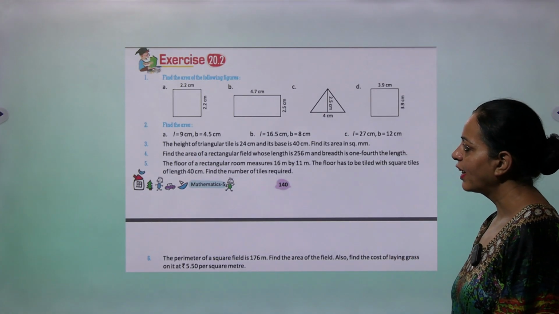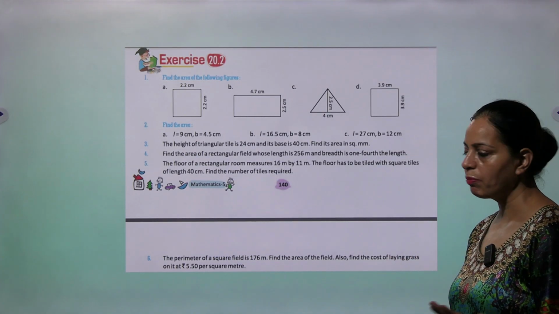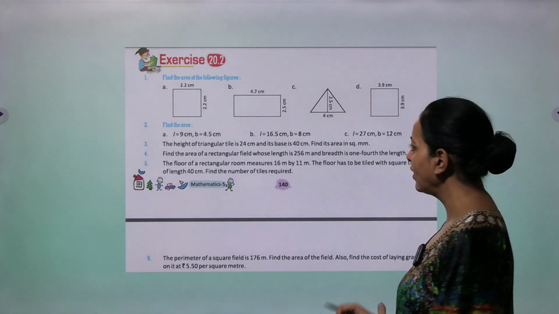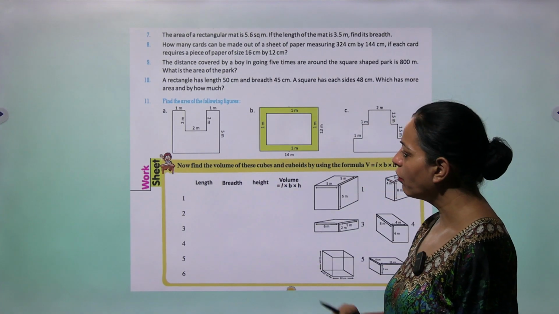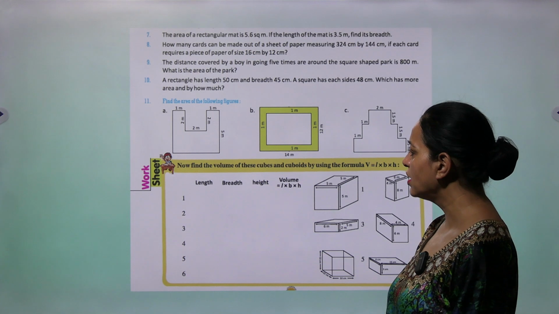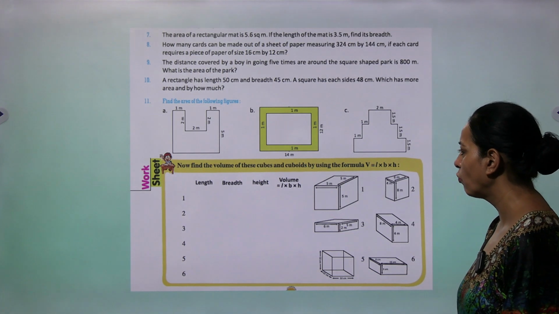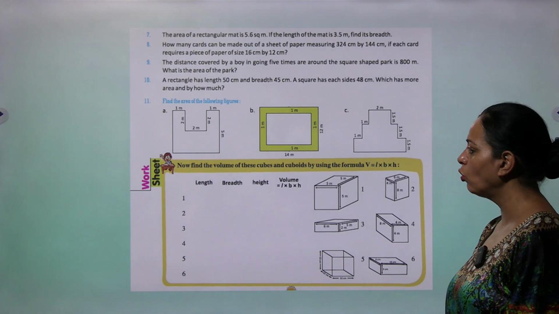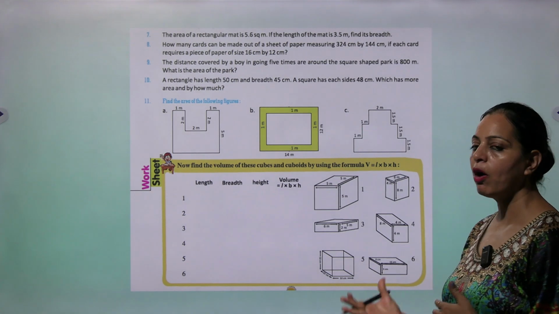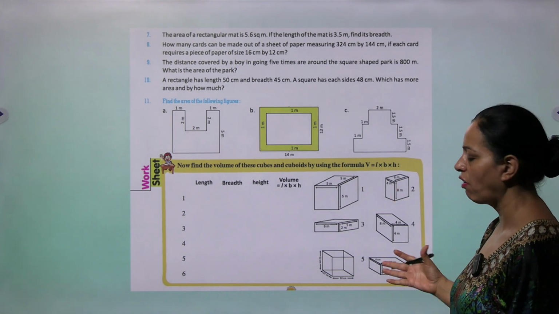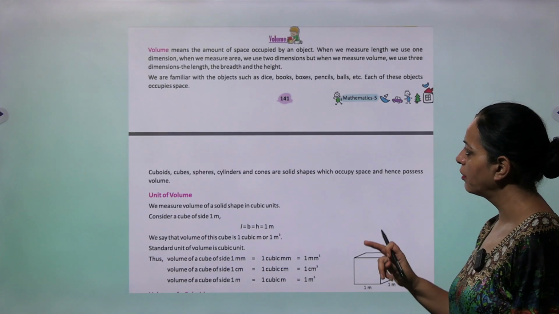Now exercise 20.2 is based on such type of questions, so you can try it. Now a worksheet is given over here. Find the volume of these cubes and cuboid by using the formula V equals L into B into H. I am telling you about volume first, then you can try this worksheet.